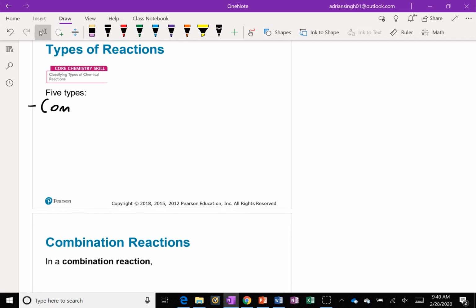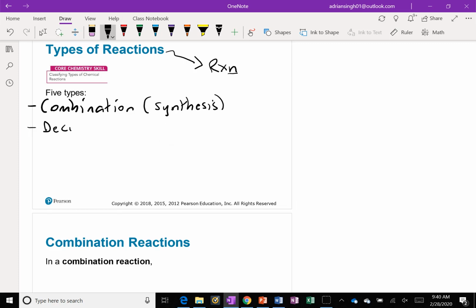We have combination reactions, which are often referred to as synthesis reactions, and I'll abbreviate the word reaction as rxn. We also have decomposition reactions, and you actually saw both of these in lab this week.